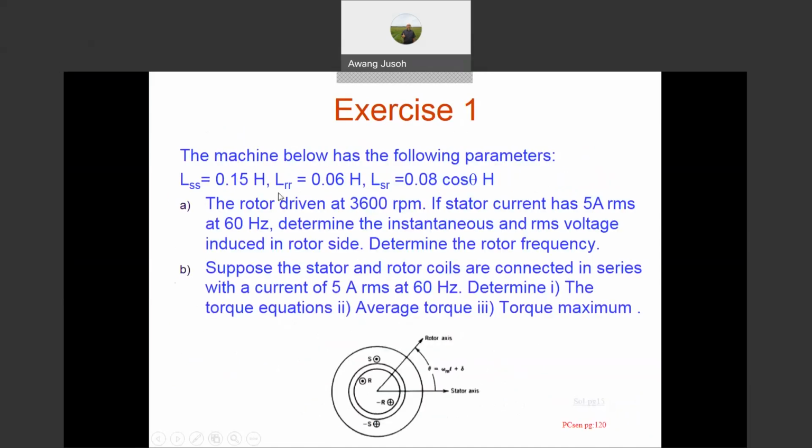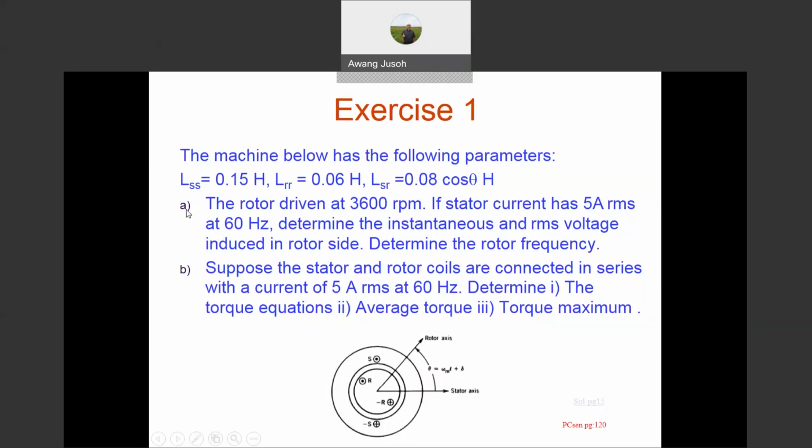Okay, now we move to this example. In this example, they said the machine below has the following parameters. We have LSS, which is self-inductance, a fixed value. LRR is also a fixed value, and LSR is the mutual inductance, whose value depends on the theta angle. That means in this case we only have the mutual inductance. That means we only have the alignment torque. Okay, we have the alignment torque.